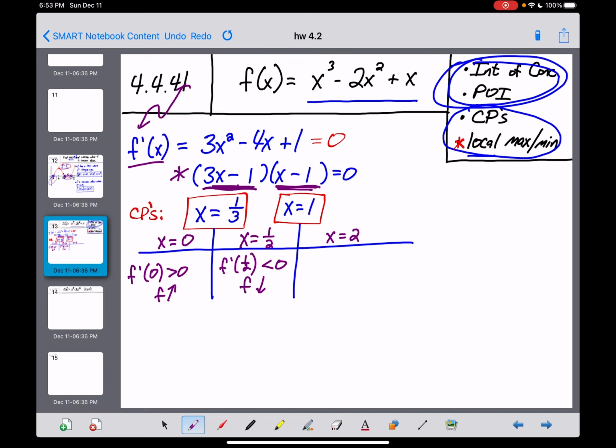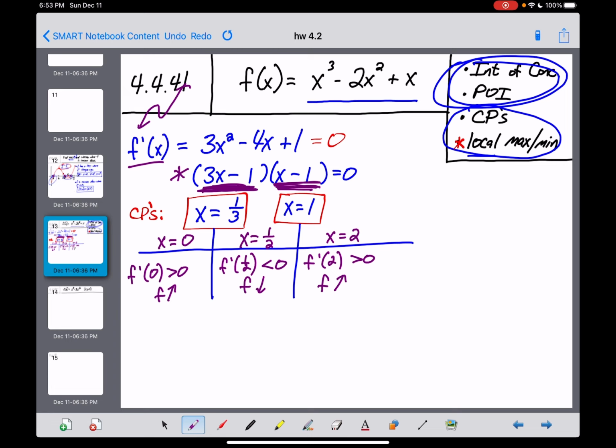Let's not assume that this thing increases, though. If we plug in 2, f prime of 2, 3 times 2 is 6 minus 1 is positive 5. So that factor is positive. This factor is positive as well. Positive times positive is positive, so f increases on this interval here.